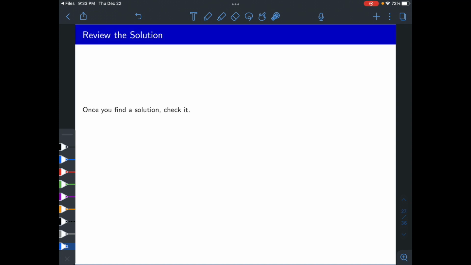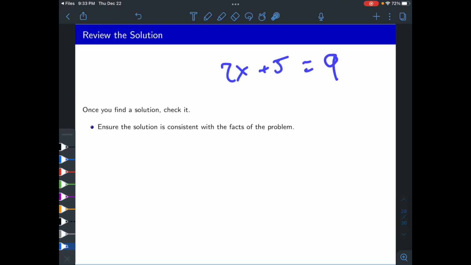Okay, review the solution. Once you find the solution, check it. Ensure that the solution is consistent with all the facts of the problem. If you solved the equation 2x plus 5 is equal to 9, and you find that x is equal to 3, if you were to plug x equals 3 back into this equation, you get 2 times 3 plus 5. Is that actually equal to 9? Oh no, I'm not getting 9. So that's not consistent with the facts of the problem, and that would tell you that you messed up something along the way. That kind of gives you valuable information.